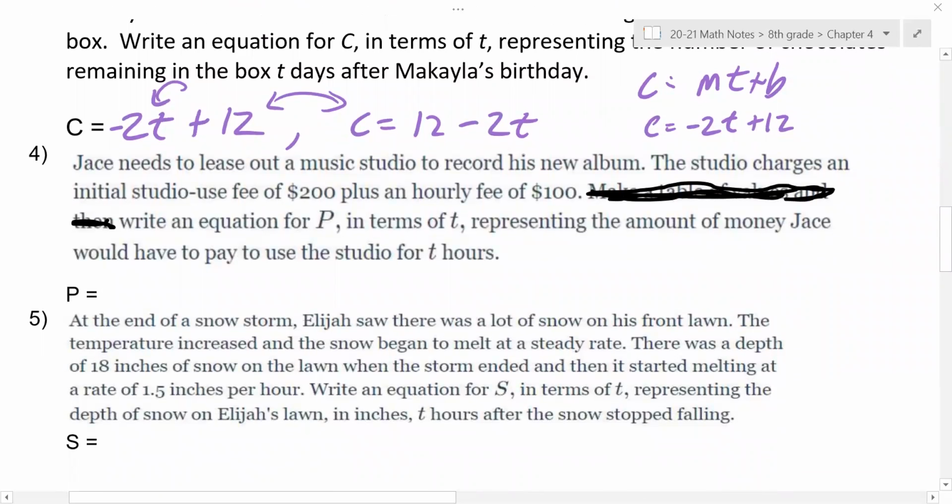Jace needs to lease out a music studio to record his new album. The studio charges an initial studio use fee of $200 plus an hourly fee of $100.